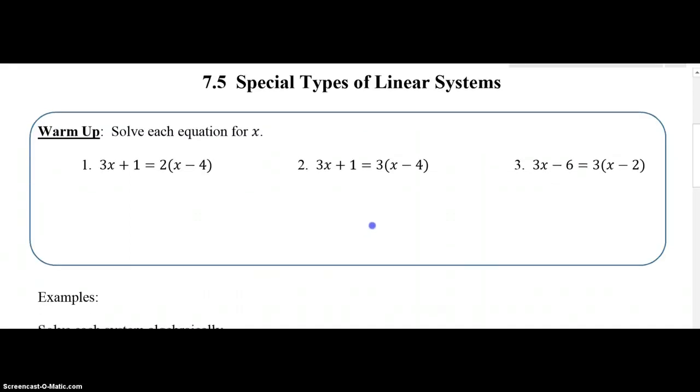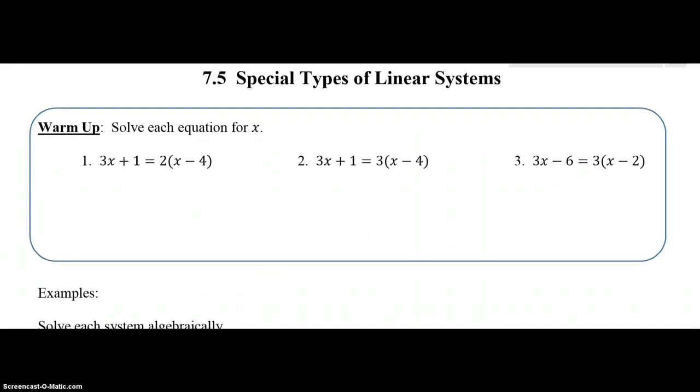Okay, so as we look at these, we're just solving for x just like normal. So for number 1, you should have distributed on the right-hand side and gotten 3x plus 1 equals 2x minus 8. If you subtract 2x from both sides, you just get x. And if you subtract 1 from both sides, you get negative 9. So x equals negative 9. That equation has one solution, negative 9.